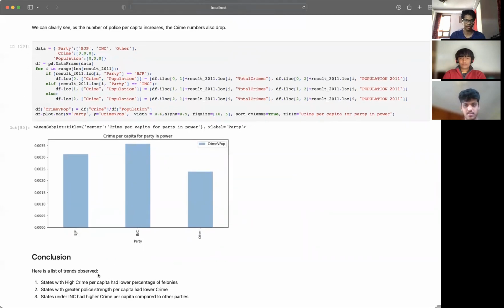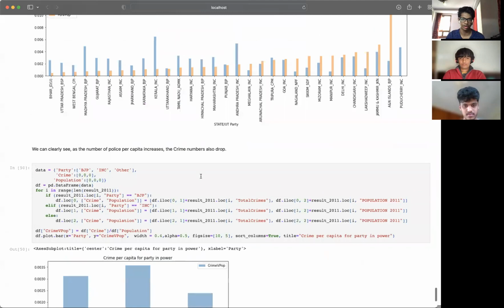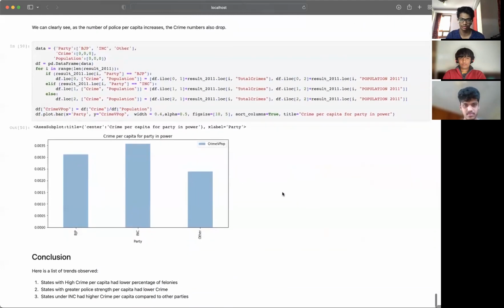These are the three conclusions we arrived at because of our project, and hopefully we can arrive at more when time permits. Thank you.